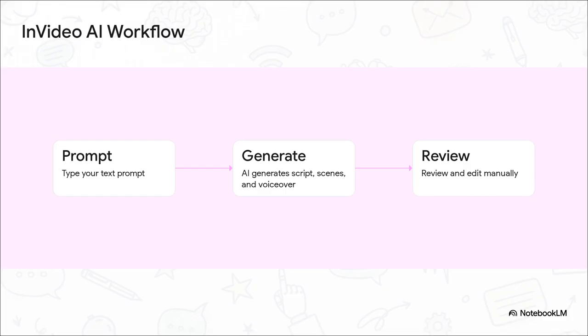You type a single text prompt, and the AI autonomously writes the script, curates the stock scenes, adds a voiceover, layers in the music, and even burns in the subtitles. You get a complete first draft in minutes that you can then easily tweak. For educators, creators, and entrepreneurs, it's a massive time saver.